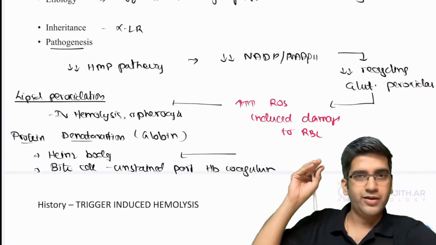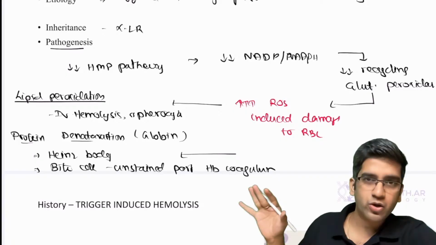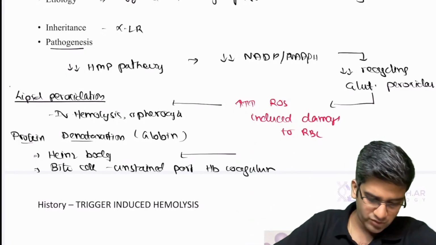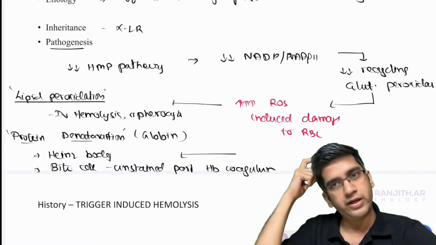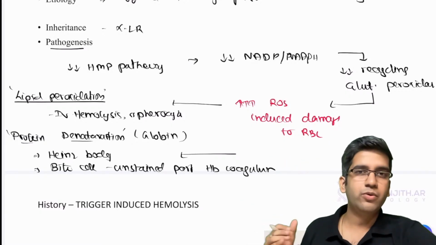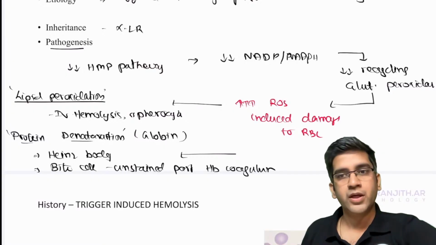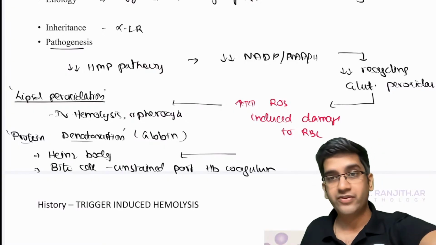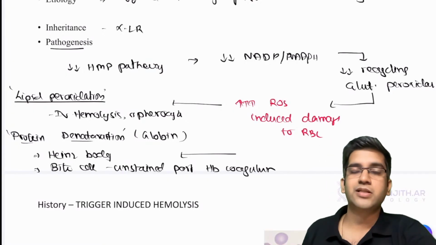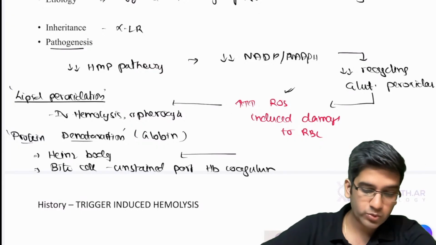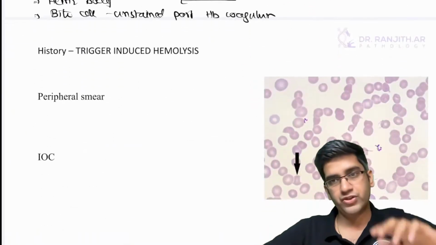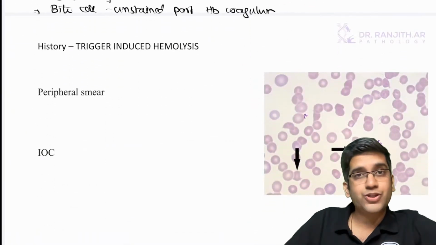Fine. So this is my pathogenesis. Reduced HMP pathway, reduced NADPH. I cannot recycle because of the absence of recycling. More reactive oxygen induced damage. So I have lipid peroxidation, I have protein denaturation. Not worried much about DNA because RBCs don't have DNA, right? It has both intravascular and extravascular hemolysis, but predominantly intravascular hemolysis, because the more the reactive oxygen species, the more the RBC damage, right?